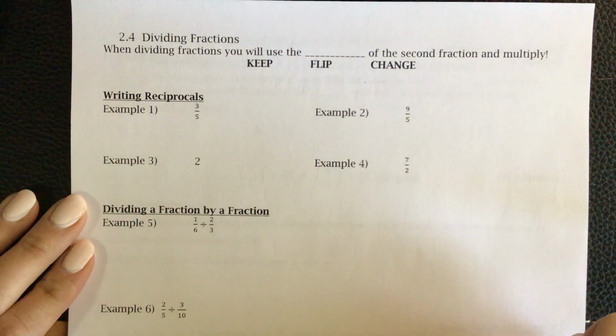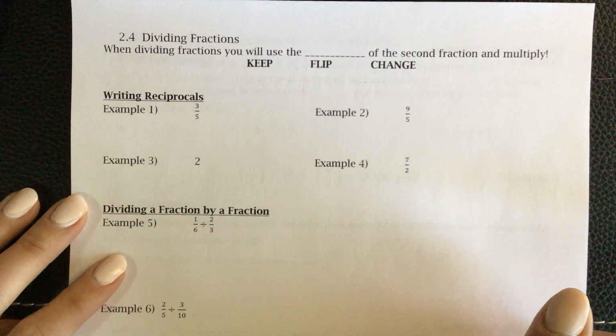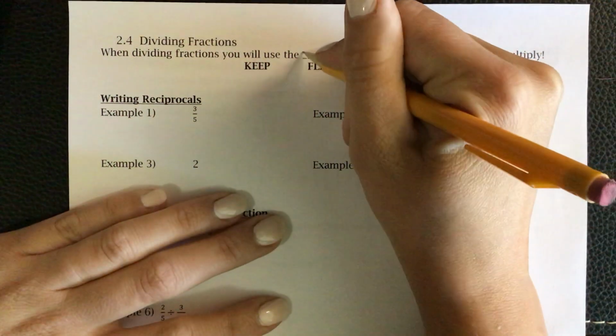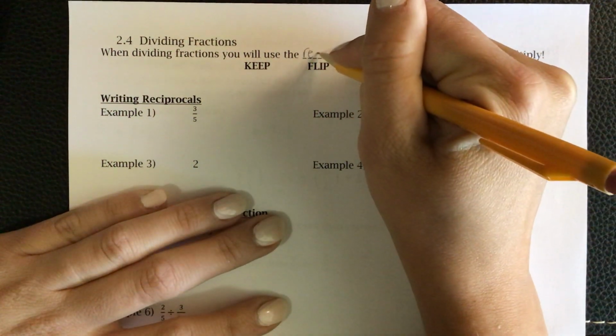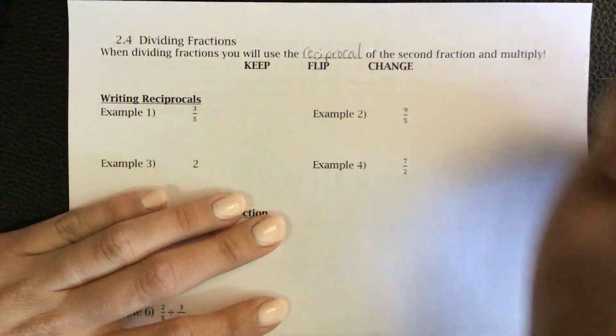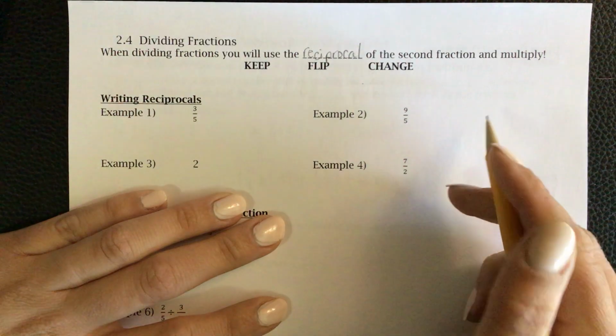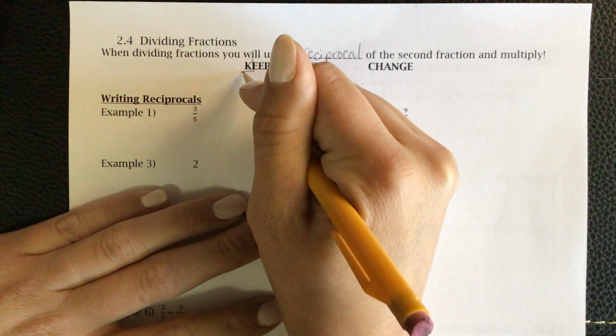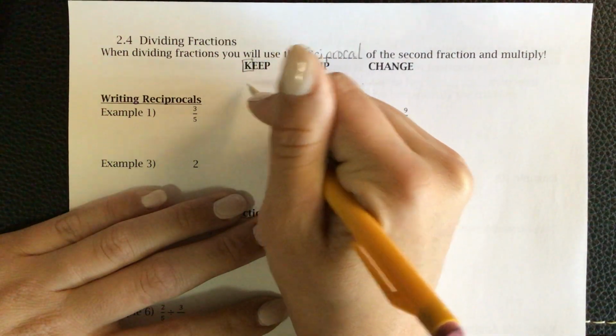Okay, this is 2.4, dividing fractions. When dividing fractions, you will use the reciprocal of the second fraction. Reciprocal, R-E-C-I-P-R-O-C-A-L, reciprocal of the second fraction and multiply. Well, what does that mean? That means you're going to keep the first number.